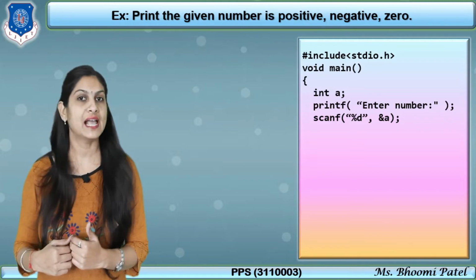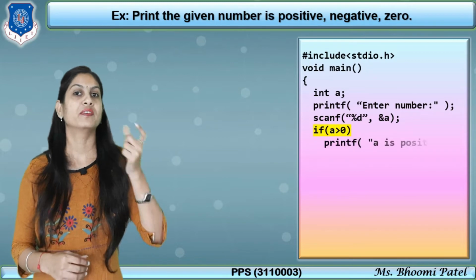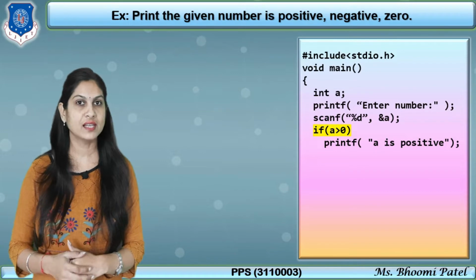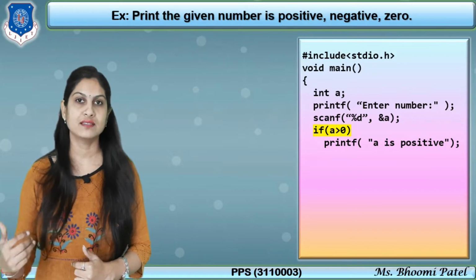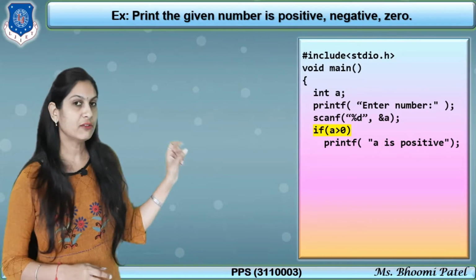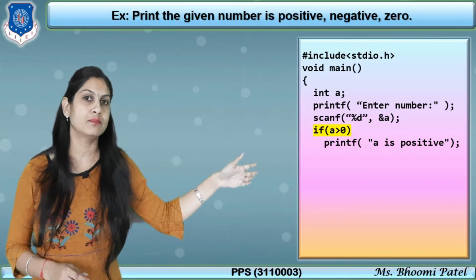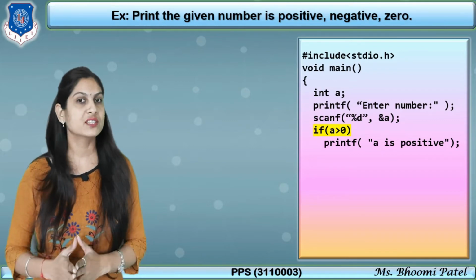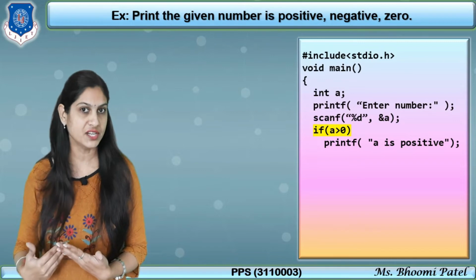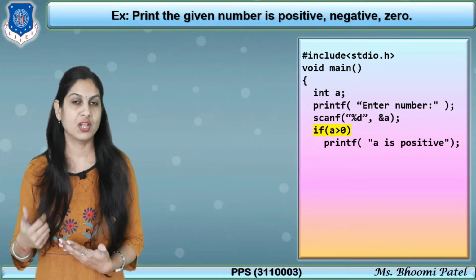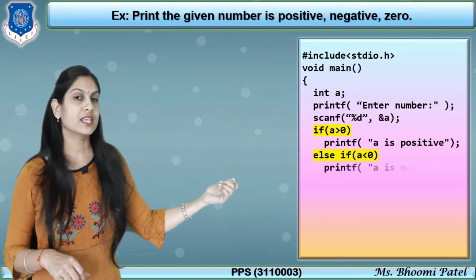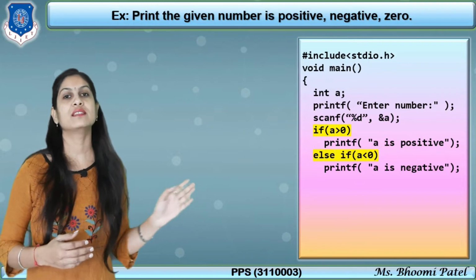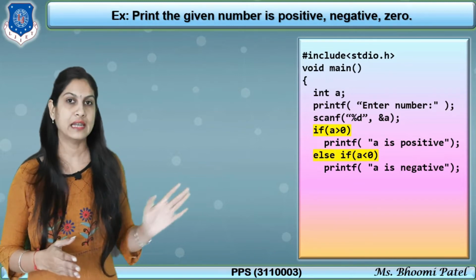Now apply our theory, the else if ladder. First we have to write if, then else if, and last is else. First is if, and the first condition is a > 0 for a positive number. If this condition is true, then we go inside that part and print the message printf "a is positive". If it is false, then you have to check the second condition in the else if part, because that is our theory. In the else if we write the second condition, that is a < 0. If it is true, then simply print the message "it is a negative number".